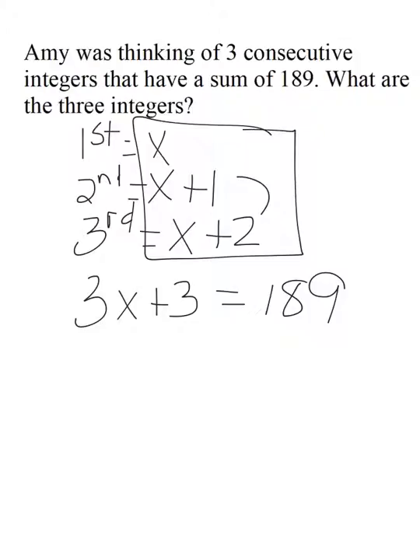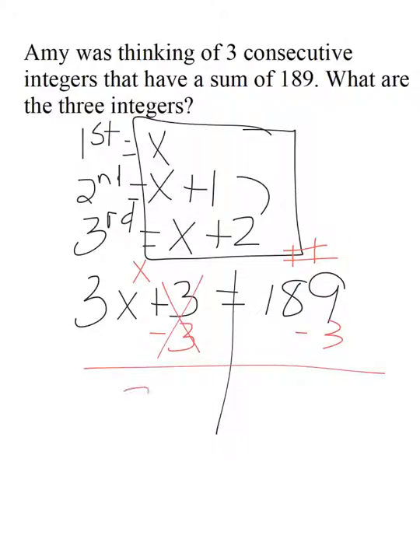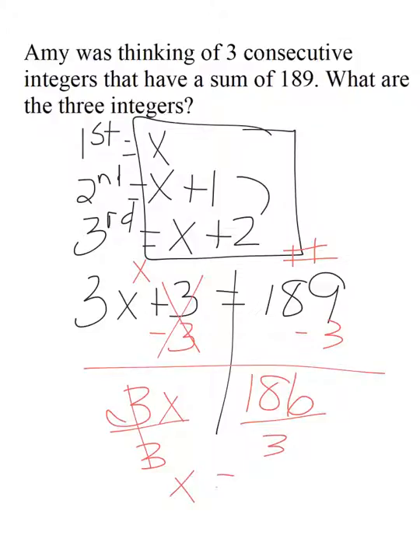Now I have an equation to solve where I want x's on my left and constants on my right. So on the left, the constant of 3 needs to be zeroed out. I do that with its opposite. I've got left over on the left 3 x's, on the right 189 take away 3 is 186, and now I just need to divide by 3, and I get x is equal to 62.